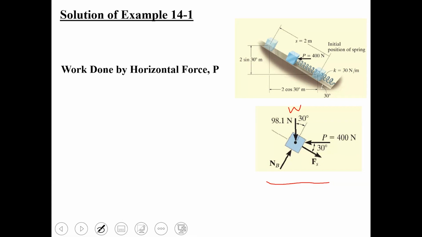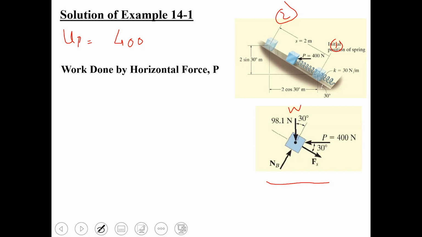What should be the work done due to this horizontal force P? Can any one of you tell me? P into the horizontal distance we covered, sir, that will be 0.5 cos 30. This is our position number 1. This is our position number 2. So from 1 to 2, what is going to be the work done due to this applied force?